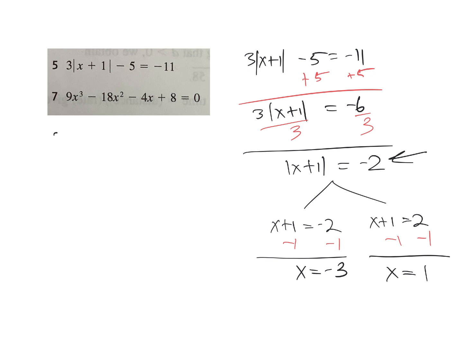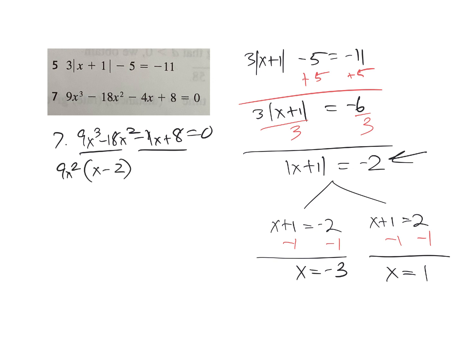Let's do number 7. So 9x cubed minus 18x squared minus 4x plus 8. So anytime you see 4 terms, factor by grouping. So let's take a 9x squared out, and we get x minus 2. And we have a minus sign here, so make sure you take out the minus with it on that third term. So we're going to take out a negative 4, and we have an x minus 2. And these two have to be the same, and they are. So now we're going to factor out the x minus 2's.